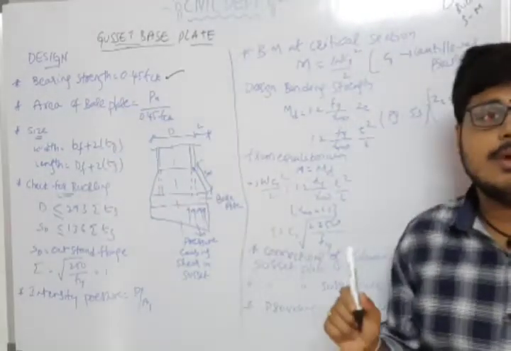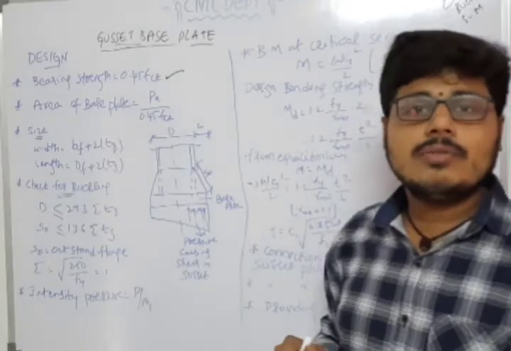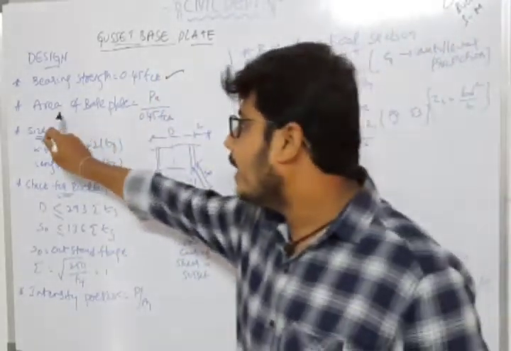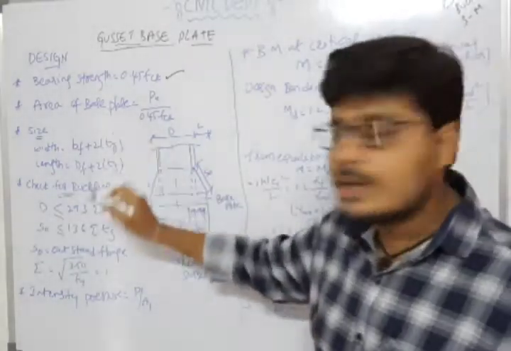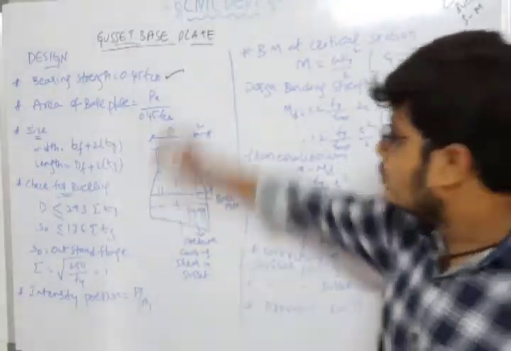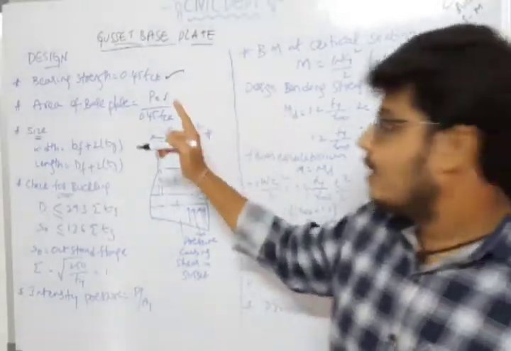It is 0.45 fck. fck is nothing but the compressive strength of concrete, which depends on the grade of concrete. Second step, area of base plate. Similarly, the area of base plate is Pu by 0.45 fck. Pu is nothing but the factored load, not the axial load.